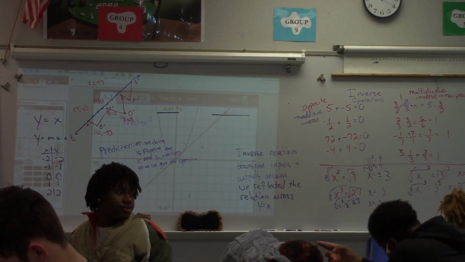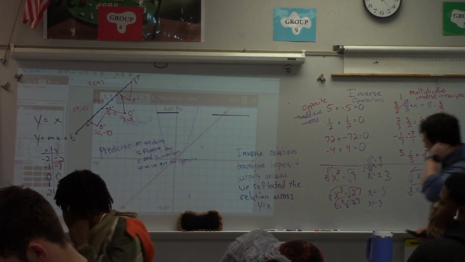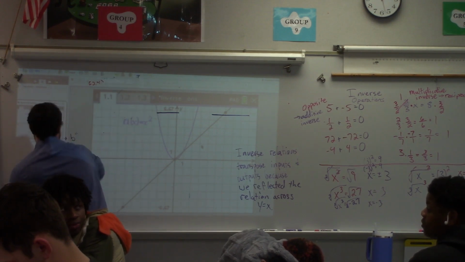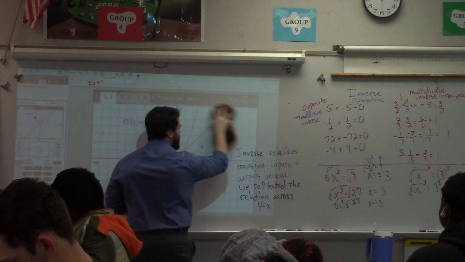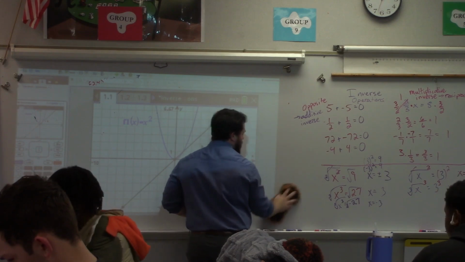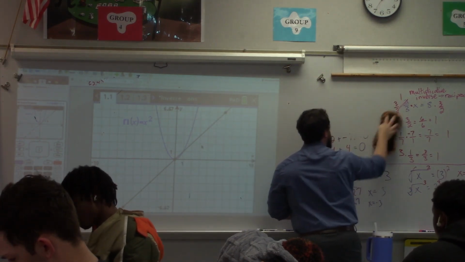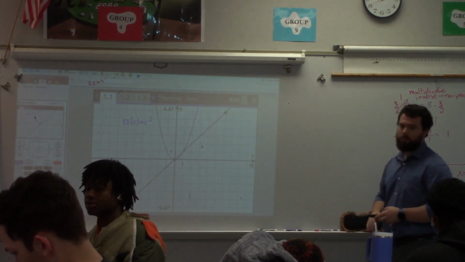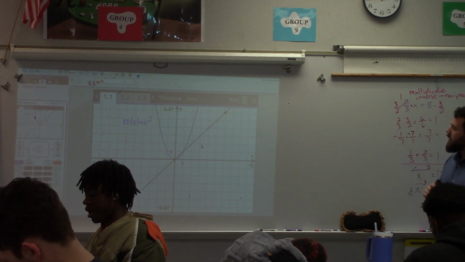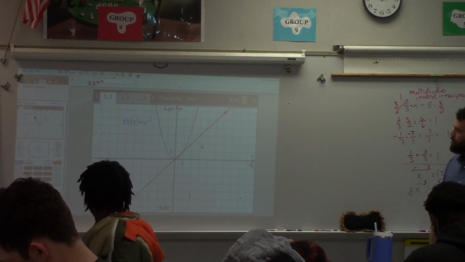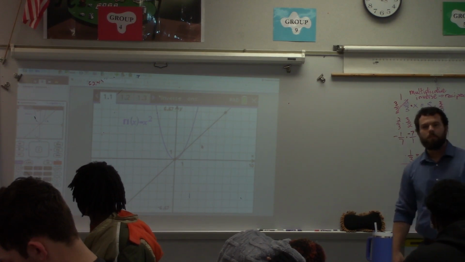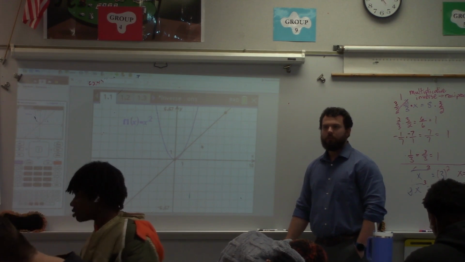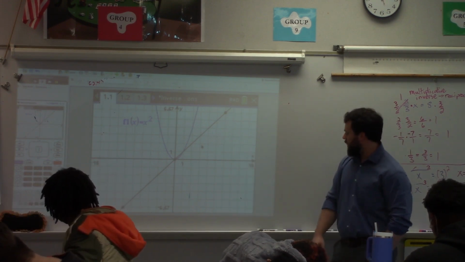So let's look at this. Let's start looking at some functions. We're going to add some more into our understanding about inverses. What kind of function do we have here? Quadratic function. Right? The shape of that quadratic function is a what?